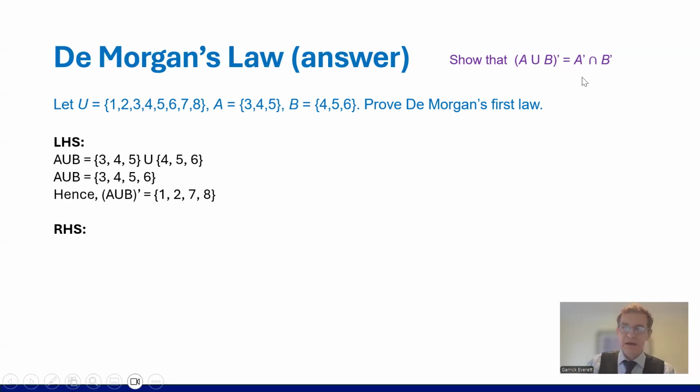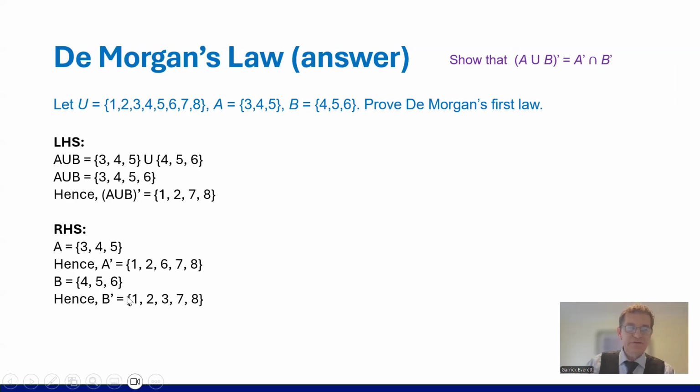So we're going to look up here at A complement intersection B complement. So what is A? 3, 4, 5. Well, the complement of A is 1, 2, 6, 7, 8. We're going to do the same for B. B is 4, 5, 6. What is the complement of 4, 5, 6 in here? Well, everything else. So B complement is 1, 2, 3, 7, 8.